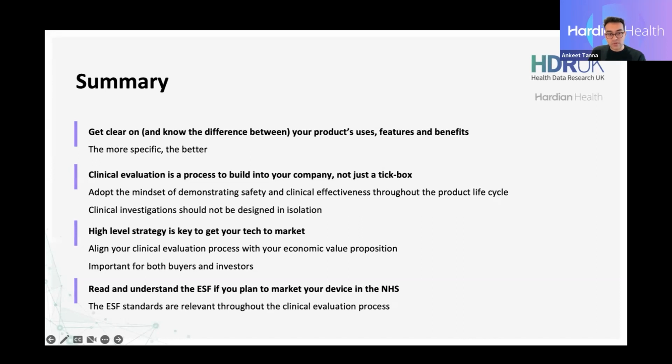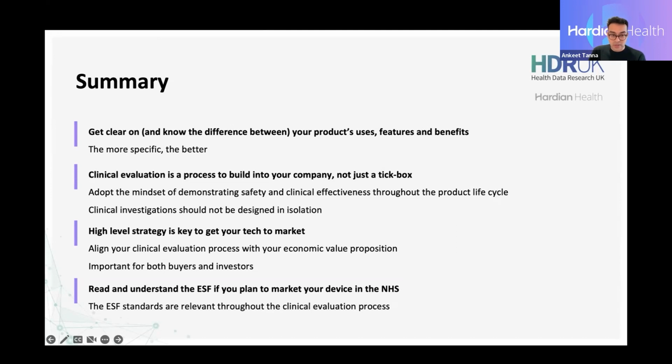And as discussed very briefly, high-level strategy is really key. So have a look at the big picture and align your clinical evaluation process with your economic value proposition. See how best you can design studies to be able to collect preliminary economic data as well as clinical outcome data, because they very much complement each other. And this is important for both buyers and investors into software as medical device companies.